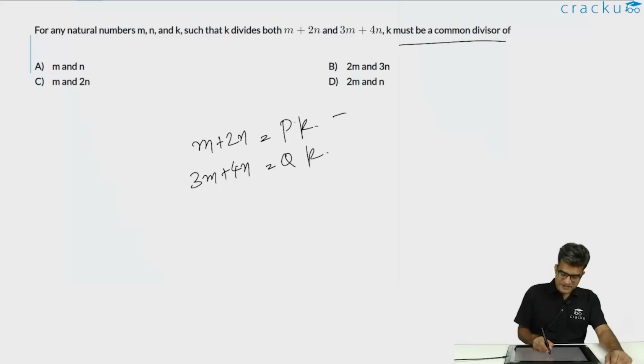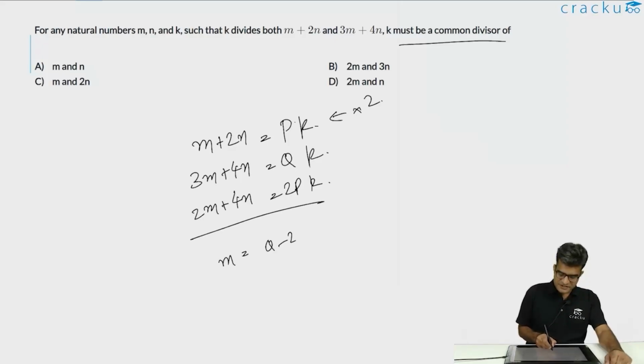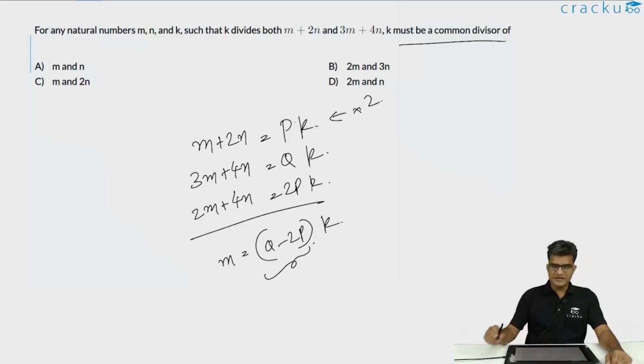Now if you multiply this one with 2, we are going to get 2M plus 4N is equal to 2PK. Or the value of M is equal to Q minus 2P into K. Q minus 2P will be some other natural number. This would imply that K has to be a divisor of M.